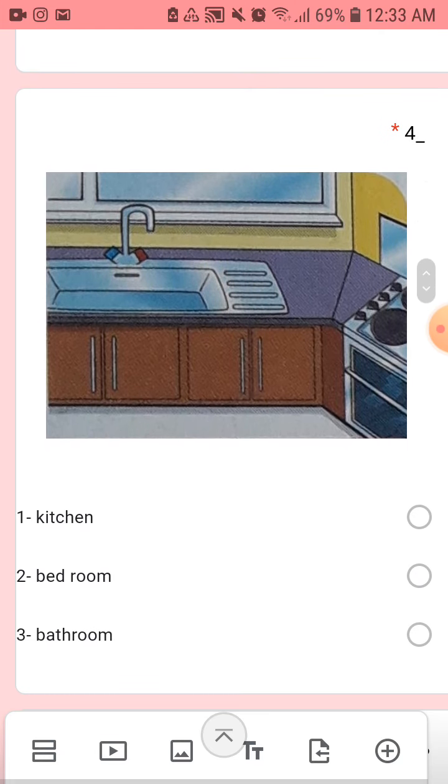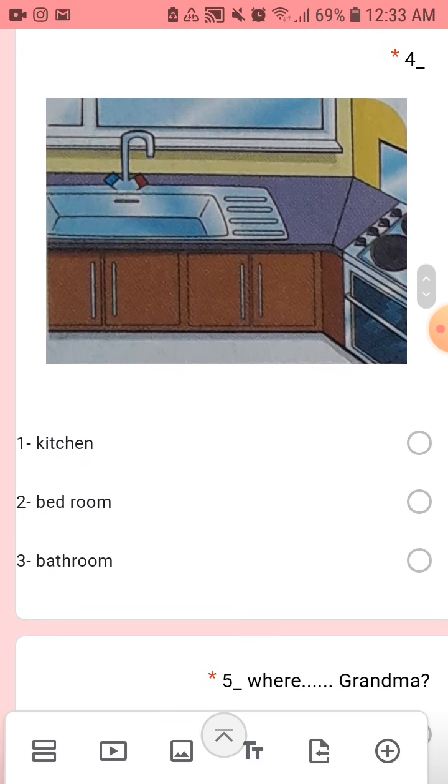Question 4. This picture belongs to: number 1 kitchen, number 2 bedroom, number 3 bathroom.